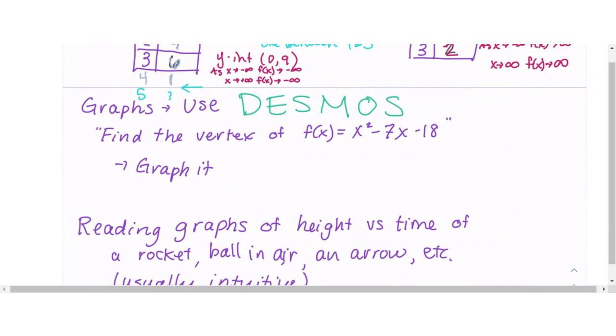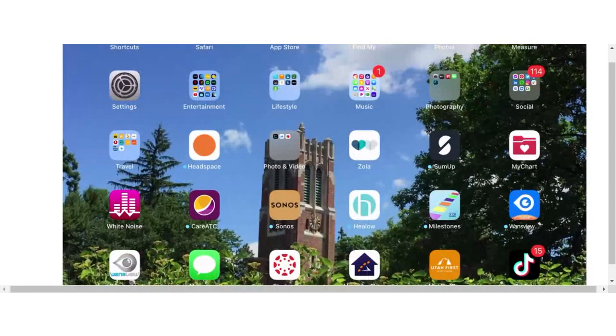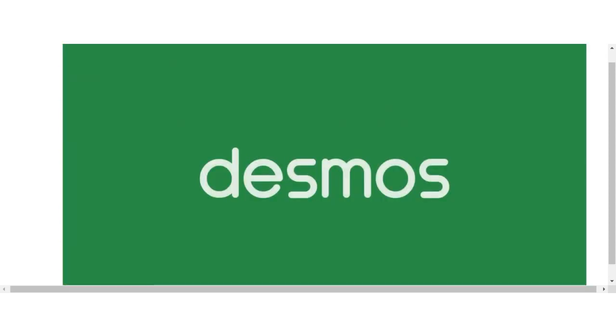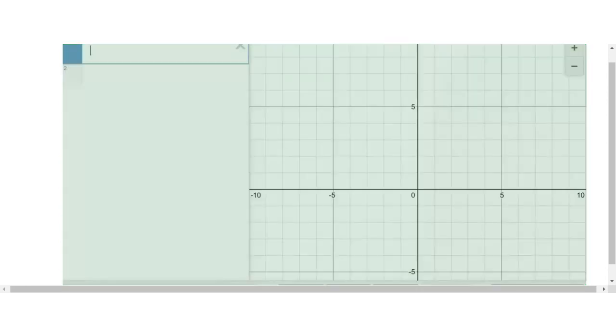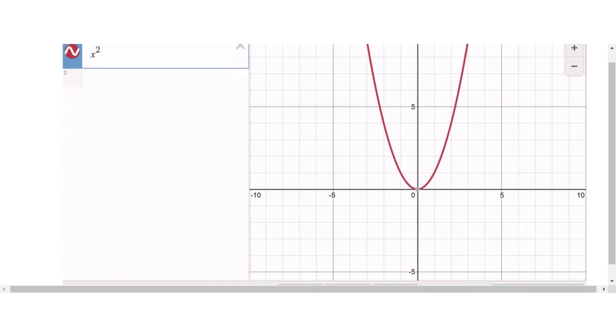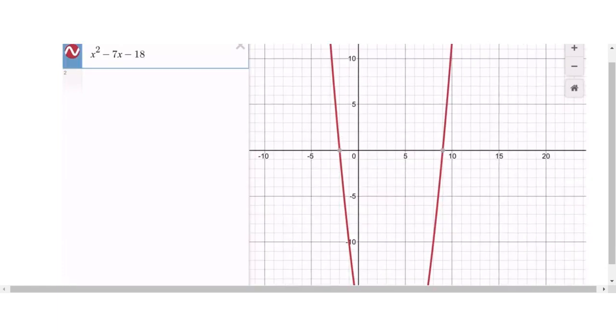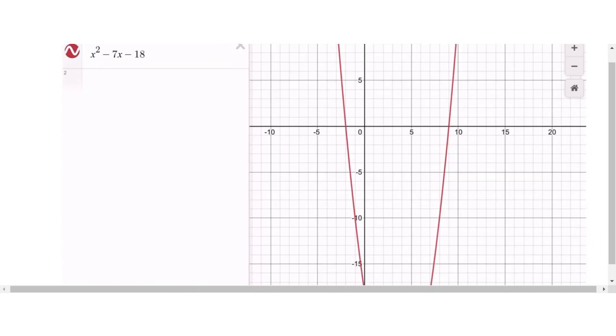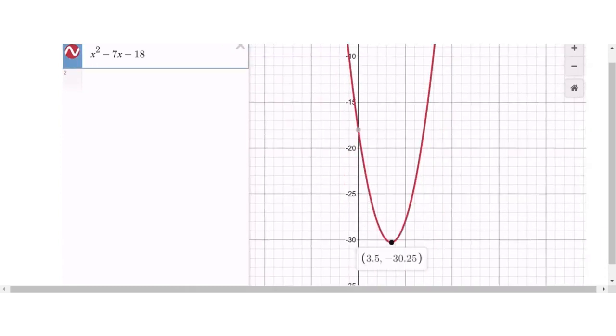We have x squared, subtract 7x, subtract 18. I have Desmos as an app on my device. Okay, there we go. So x squared subtract 7x subtract 18, and we can find out all the information that we just wanted. The nice thing about Desmos is I can tap there, boom, x-intercept. Tap there, boom, x-intercept. Vertex, boom, there's the vertex. So 3.5 and negative 30.25. So just graph it, tap on it, you're done.